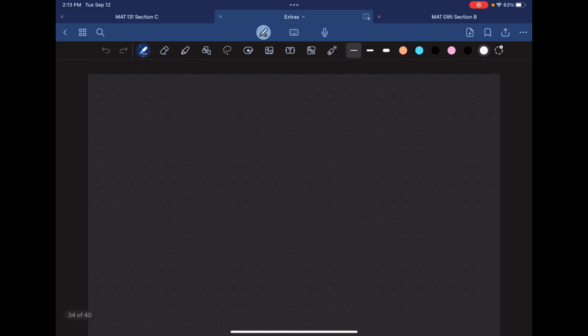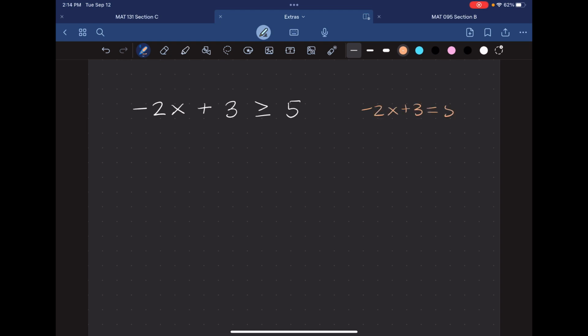So I'm going to go over some examples of solving linear inequalities. We're going to start off with two-step ones and then build into different multi-step ones. So suppose we have something like negative 2x plus 3 is greater than or equal to 5. We're going to solve this similarly to how we would if we have the equation negative 2x plus 3 equals 5. We're going to do the same steps.